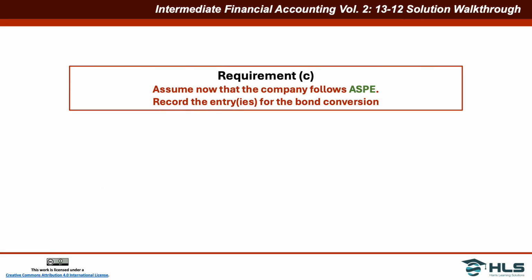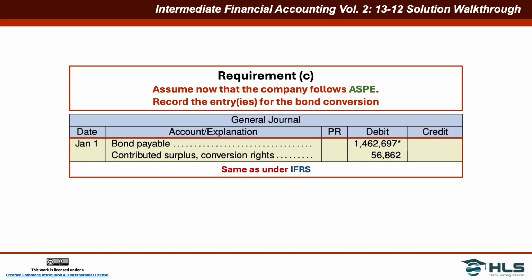And finally, for requirement C, we're to assume now that the company follows ASPE and to record the entry for the conversion under this method. So under ASPE, when the bonds are converted, the first 2 journal entry items are the same. The company is going to debit the bond payable for the balance of the bond at that date, in this case for $1,462,697, and also debit the contributed surplus for conversion rights for the amount that was set up initially, of $56,862. This is the same as IFRS.